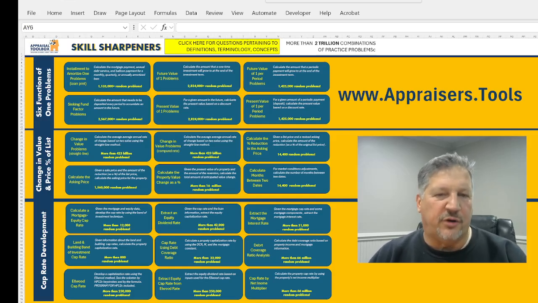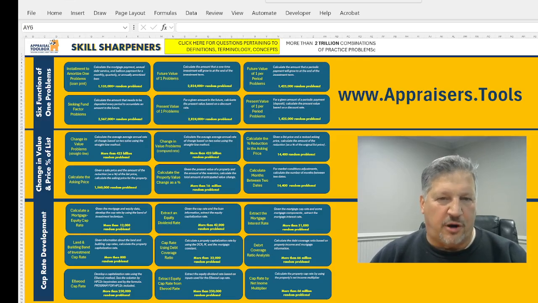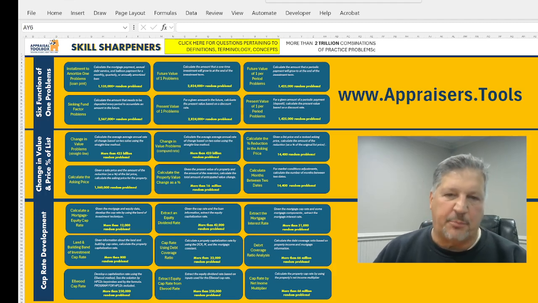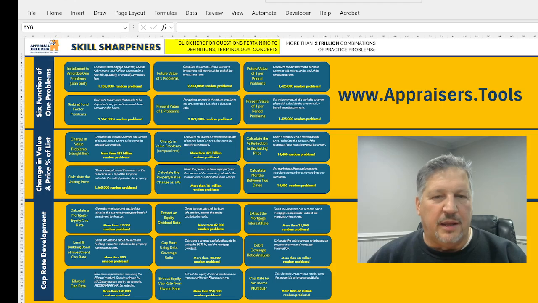Today we are going to cover a topic that comes out of our skill sharpener set, and this particular problem deals with the use of our practice problems to solve a cap rate. And the solving or development of a cap rate that we're going to do today is by using what's known as the band of investment mortgage equity technique.